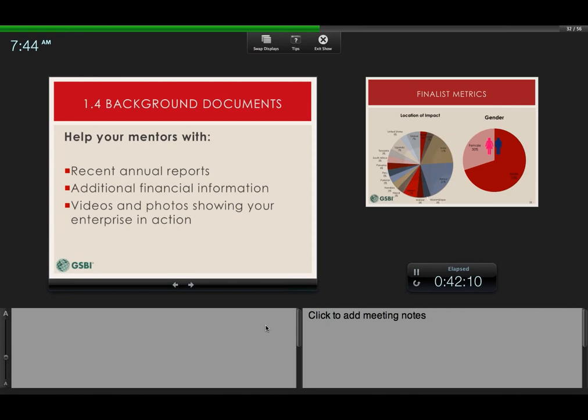And the last part is background documents. If there are things that you didn't submit during your application process but have at hand, might be some annual reports, additional financials, especially videos or photos showing your enterprise in action, that you can upload to the group site. That will be super helpful so that the mentors and the content team can really understand your business, because it's hard for us to dive into the details of the business model if we can't fully understand the business.